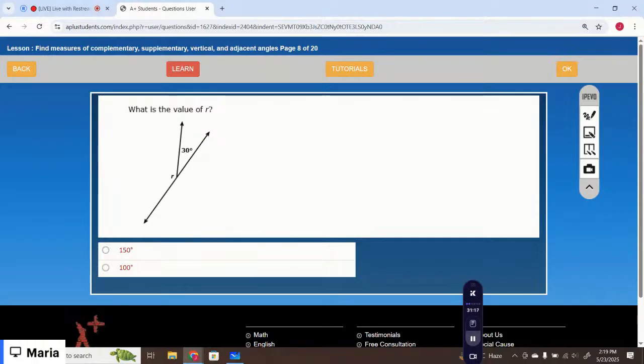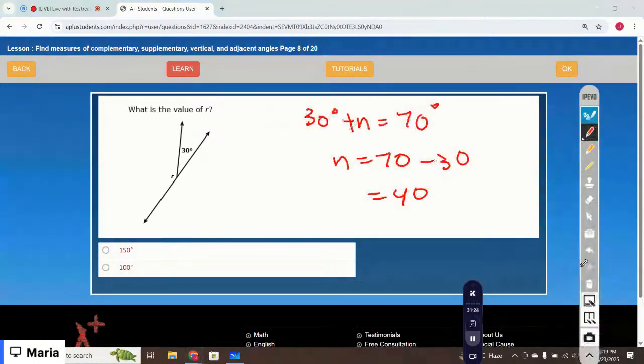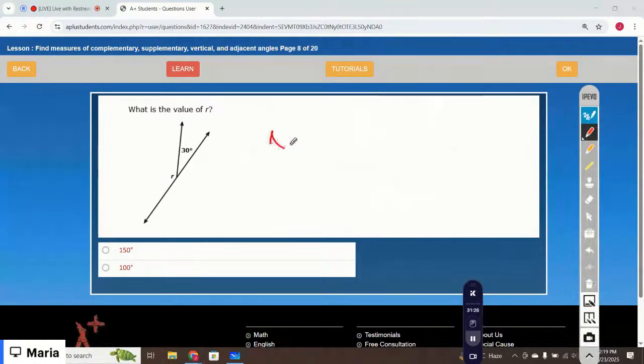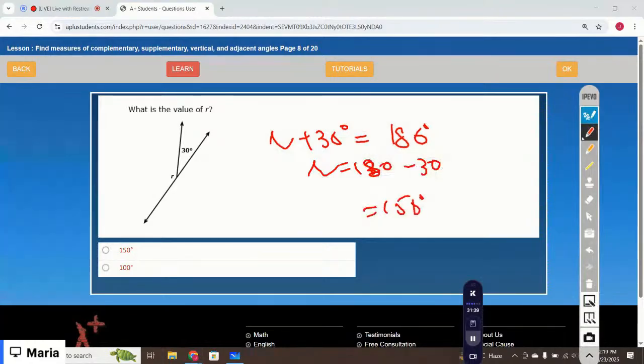What is the value of R? So R plus 30 degrees equals 180 degrees. R equals 180 minus 30, which equals 150 degrees. Option number one is the correct option. So R equals 150 degrees.